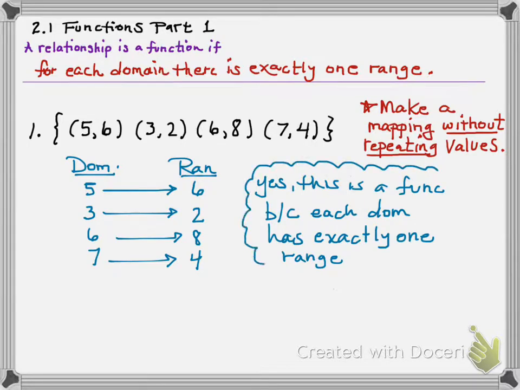I want you to answer it thoroughly. I want you to do your work just like this. No shortcuts. I know there are different ways of saying it that are shortcuts that maybe previous teachers have allowed you to say. You're not going to say it that way anymore. You're going to say it this way: this is a function because each domain has exactly one range. All right, let's move on to number 2.